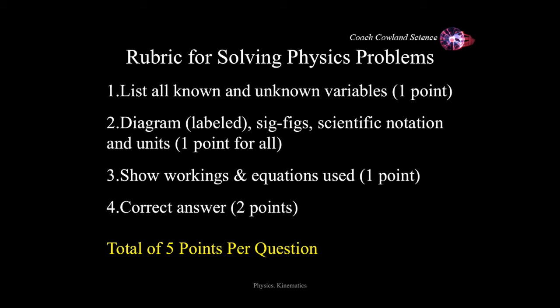So the correct answer is the final 2 points. Now this means that it is possible for you to get a good amount of points before you've got to your final answer. So even if you are not sure if you've got it right, you can get some of those points in, and it'll just make it a little bit easier. So it's a total of 5 points for each question that we do.